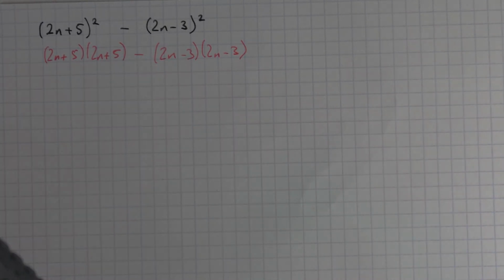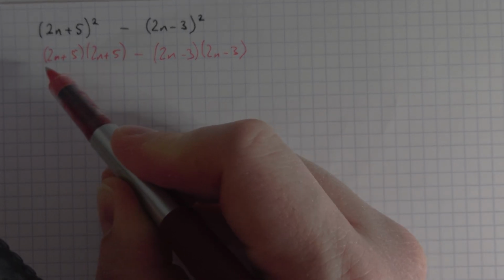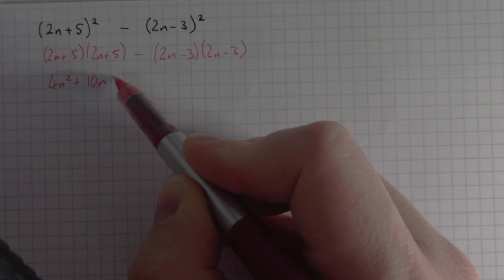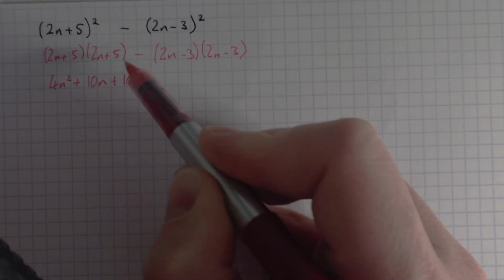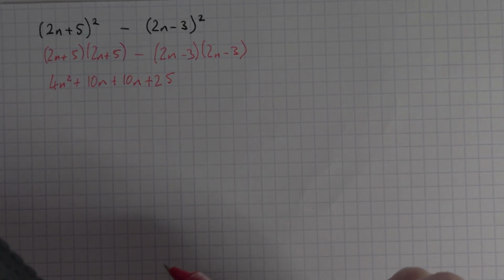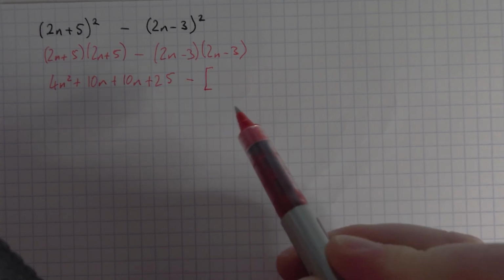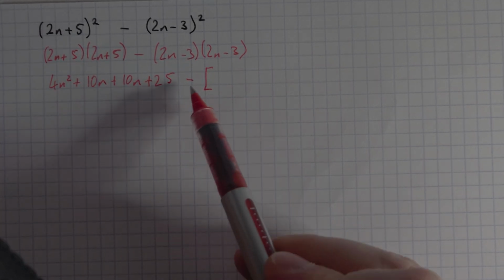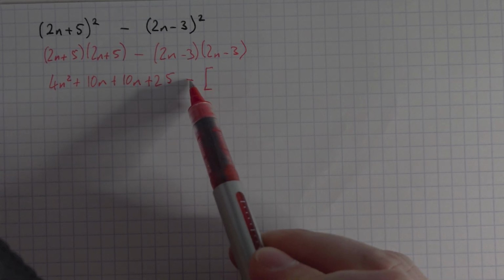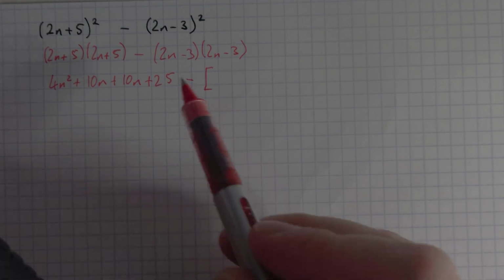I'll stop drawing the lines under there now, I think. So 2n times 2n is 4n squared. 2n times 5 is 10n. 5 lots of 2n, another 10n. 5 fives, 25. That's the first bracket expanded. I now need to take away everything that you see here. So I need to put the brackets in because it's everything here. If I didn't write this bracket here, the minus sign that I write only applies to the very first thing I write. So I do need it.